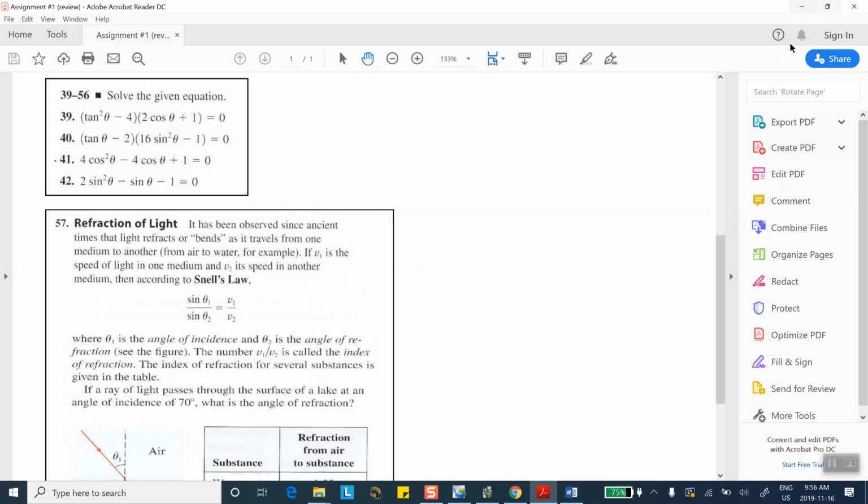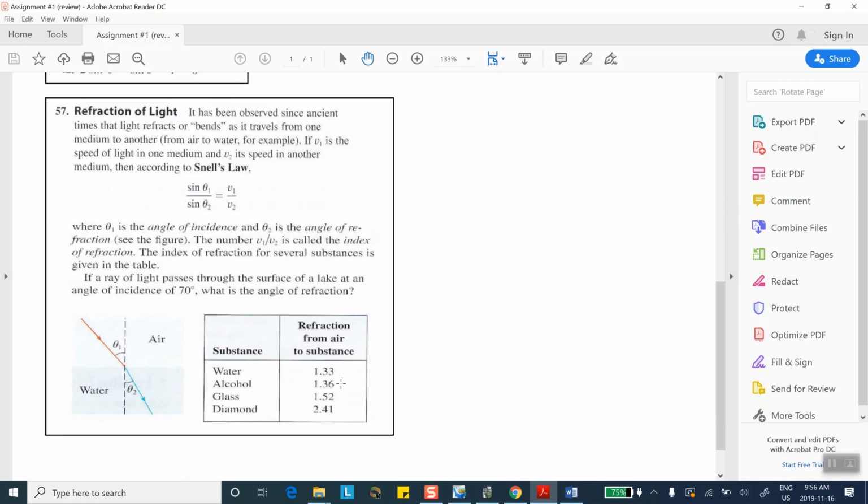Okay, this is a problem from physics, and it says, look, if you have an environment, for example, air and water, and a ray of light, say sunshine or whatever, is coming down to the surface of the water, then because the speed of light is going to change, this ray is going to get bent by an angle. So it comes in at an angle theta 1, the incident angle, and this is called the refracted angle, theta 2.